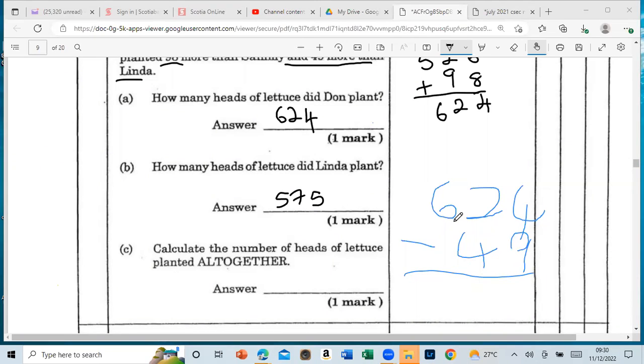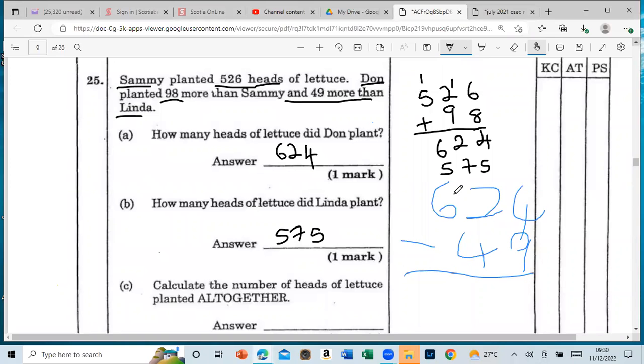Please rub it off, so we can just use this as rough work. Calculate the number of heads of lettuce planted all together. What would be the answer for that? How would we add the three numbers? Which is 624, 575, and the original one, which was 526. All together means the total, right?